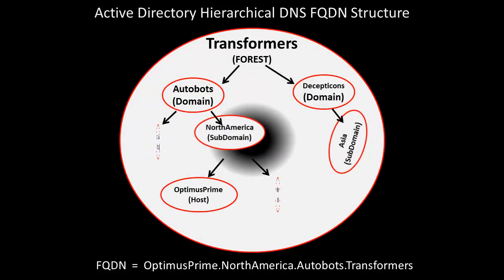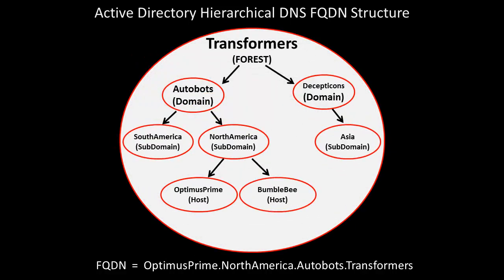Let's take a look at one example of an Active Directory hierarchical DNS fully qualified domain name structure. Here we have a forest called Transformers. We have a domain tree called Autobots, and then this domain tree has two subdomains, South America and North America. Finally, in North America, we have an example of two hosts.